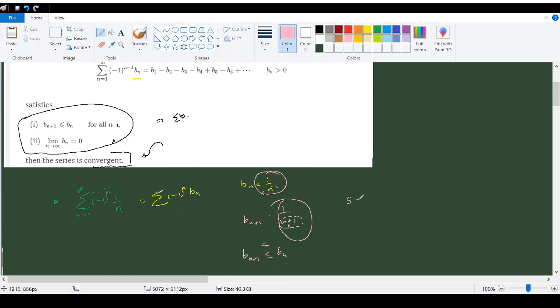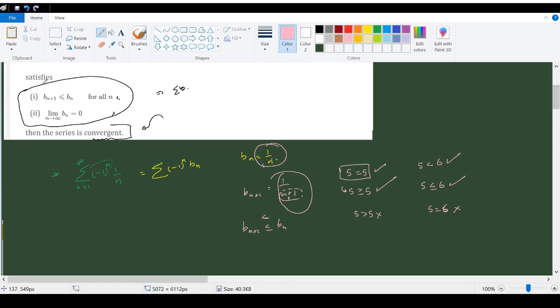Remember, I said 5 equal to 5 is a true statement, and you can even write it as 5 greater than or equal to 5. This is also a true statement because it is included in here, but you cannot write 5 greater than 5. Similarly, 5 less than 6 is a true statement. 5 less than or equal to 6 is also a true statement, but you cannot write 5 equal to 6. This is a false statement. And now we have this condition satisfied for the given series.